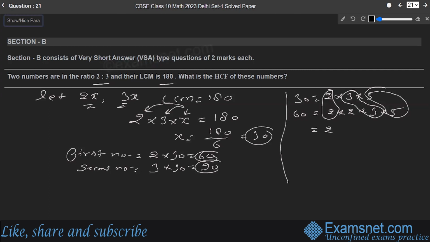So the HCF can be 2 into 3 into 5, that is nothing but 30. So the HCF of both of these numbers, which was asked in the question, is nothing but 30. And that becomes the right answer for you. The HCF of both the numbers is coming out to be 30, and that is the right answer.